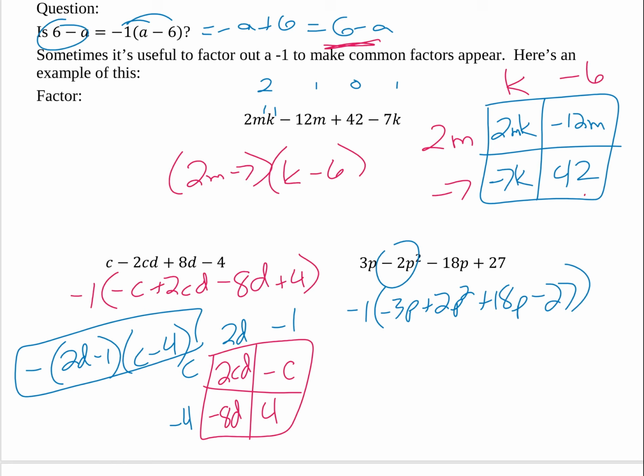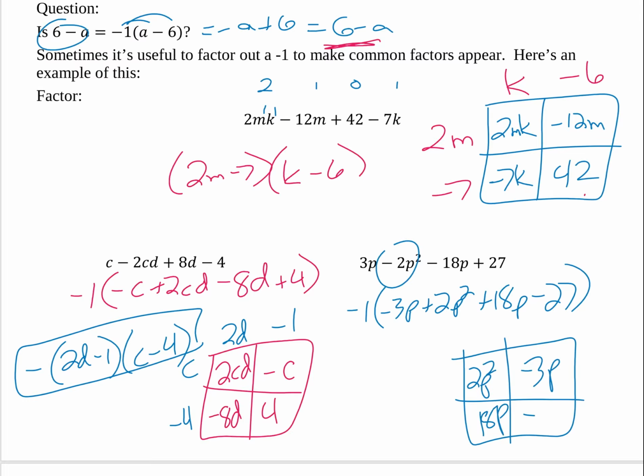Now can I set up my box because my highest degree term is positive? Yes. So draw the box. First box is 2p to the second, good. Next box, -3p, sure. And then 18p, okay, and then -27. Now, GCF for the top row.